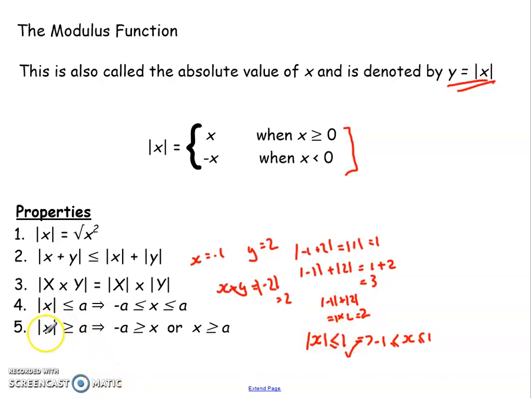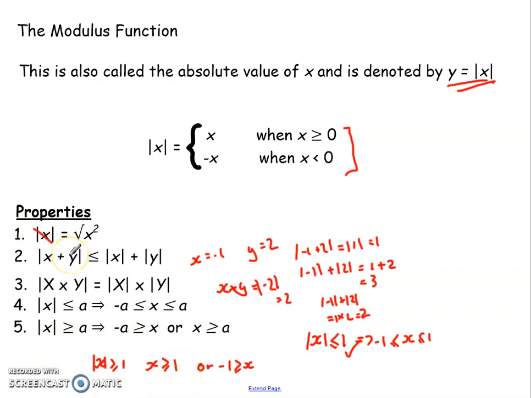The fifth property states that if the magnitude of x is bigger than or equal to a, what that means then is -a is bigger than or equal to x, or x is bigger than or equal to a. So for example, let's stick again with that same value, that my magnitude of x is bigger than or equal to 1. That means either x is bigger than or equal to 1 itself, or -1 is bigger than or equal to x, i.e. any number between -1 and -infinity would give me the same solution.